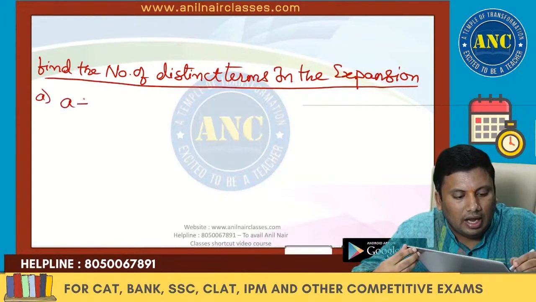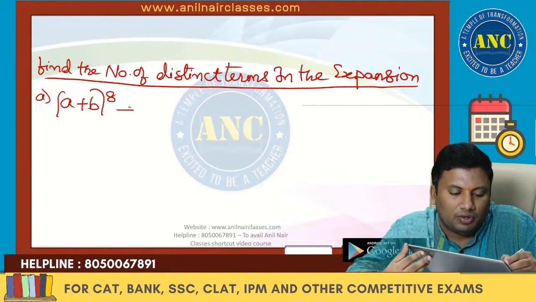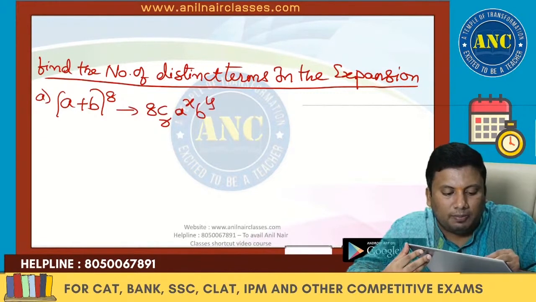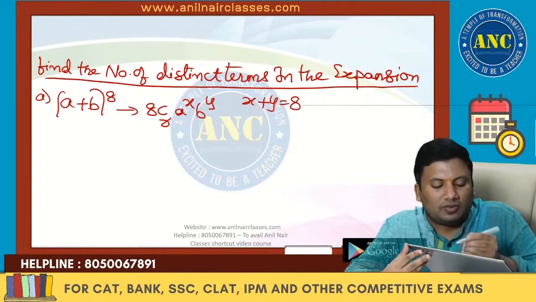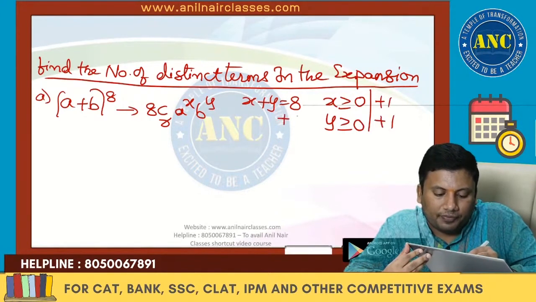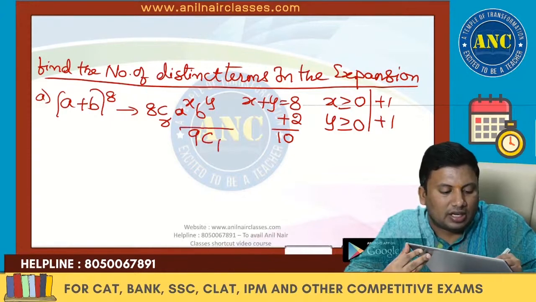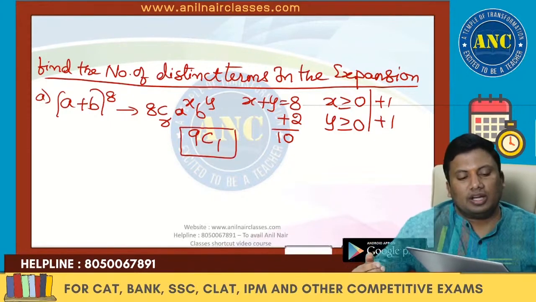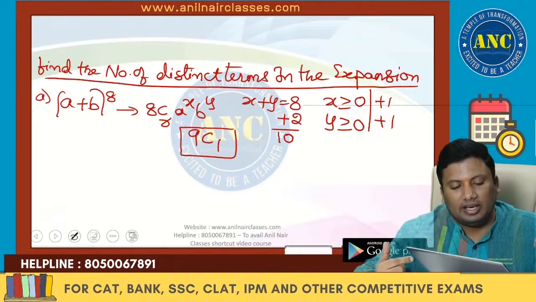See here, (a plus b) power 8. We all know that it is 9, but we will use this method. 8Cr a power x, b power y. The sum should be equal to the power, x plus y equals 8. Each value can take 0, so plus 1, plus 1. 8 plus 2 is 10. 10 balls are there, 9 gaps are there. 2 variables, 1 cut. The answer is nothing but 9C1.